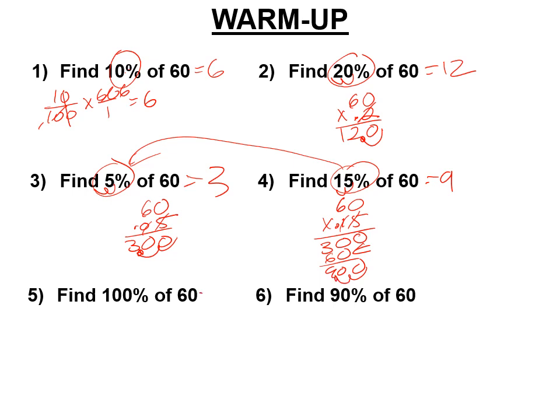100% of 60 is 60, right? Please, there's always someone who says 6. 100% is the whole thing. Right, 100% is 100 out of 100, which is 1. And 1 times 60 is 60.